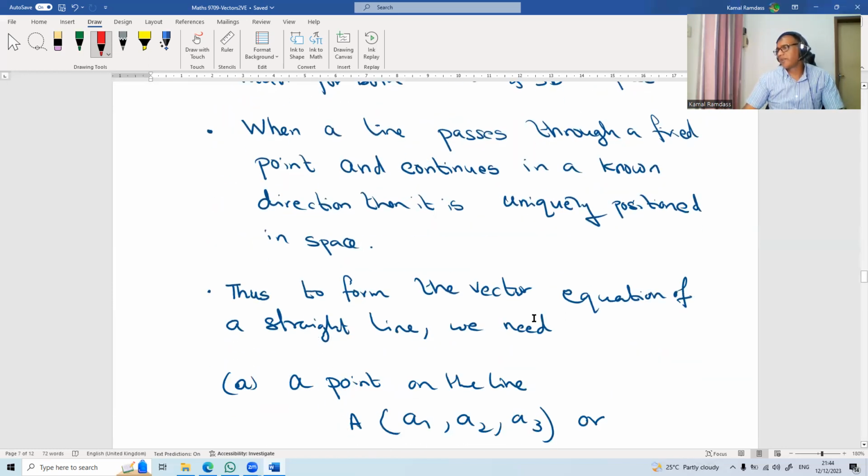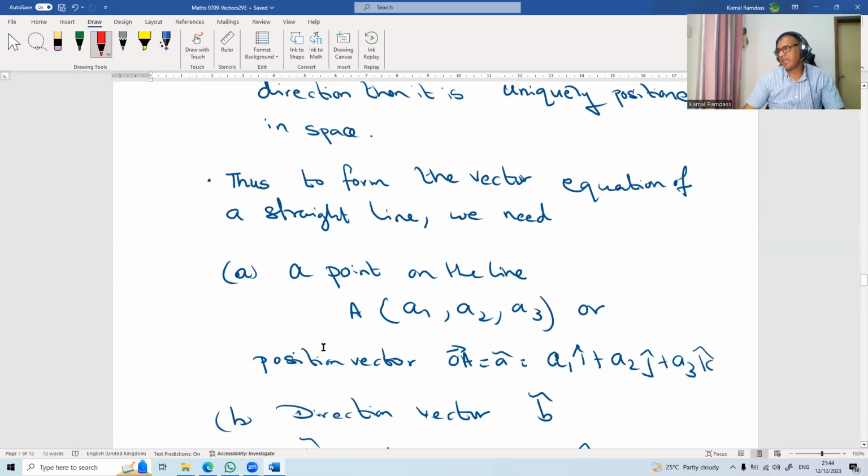Thus, to form the vector equation of a straight line, we need, first of all, a point on the line, A1, A2, and A3, OK? Or the position vector A bar, A1 i roof plus A2 j roof plus A3 k roof, OK?